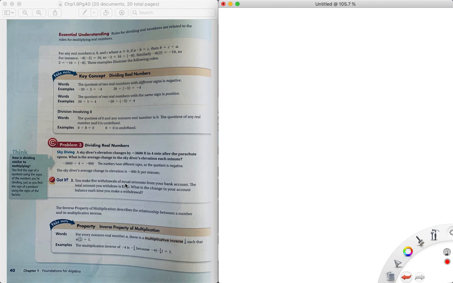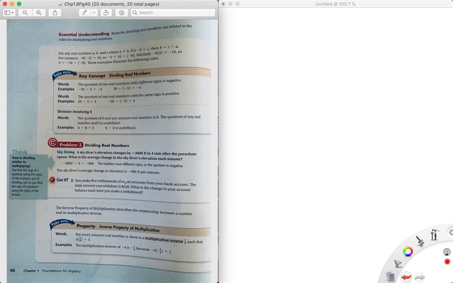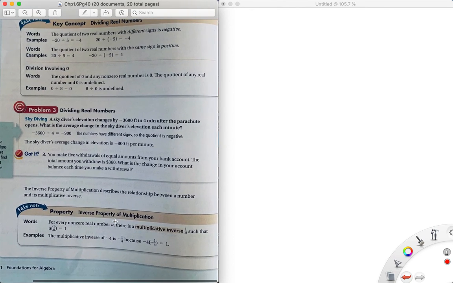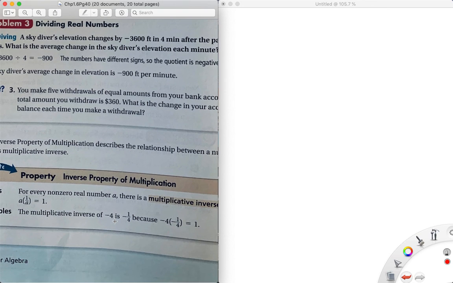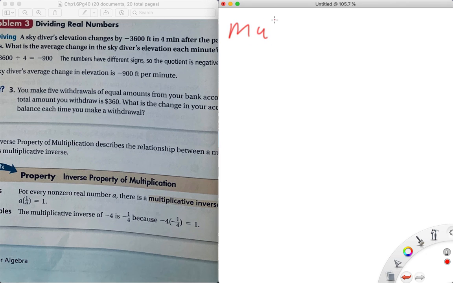Dividing. Inverses. Inverse property of multiplication. If I have an inverse, when you multiply inverses, your answer will always be 1. Positive. It's always going to be positive 1. Not negative 1, positive 1 every single time. That's how I know I have an inverse.